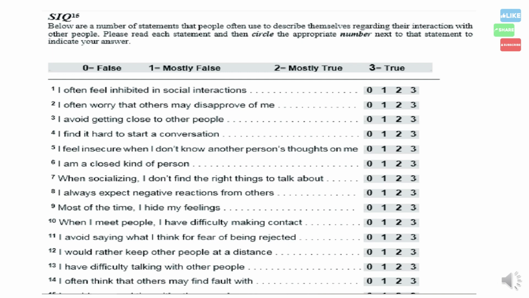These are the numbers and statements that people often use to describe themselves and their interaction with other people. You can read the statement, and then easily circle the appropriate number next to the statement to indicate your answer. We have 0 for false, 1 for mostly false, 2 for mostly true, and 3 for true. So these are the answer numbers that you can easily circle after reading and understanding the statement.